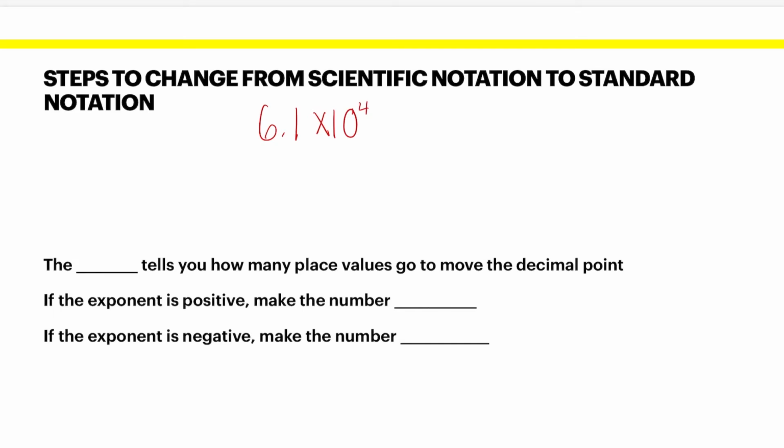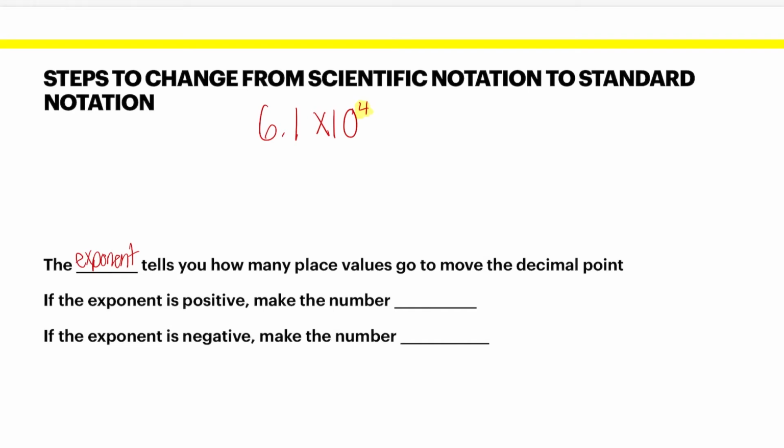So starting out, when we want to change from scientific notation to standard notation, we are going to look at the exponent. And the exponent is going to tell us how many place values we need to move the decimal point. So in this problem, our exponent is this 4 right here. So we're going to end up moving our decimal point 4 places, but we don't know which direction to move the decimal point yet, so we're going to find out.